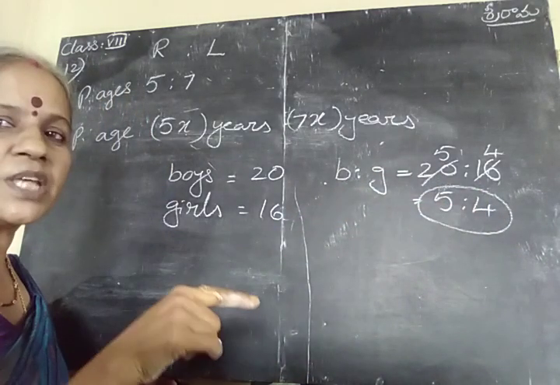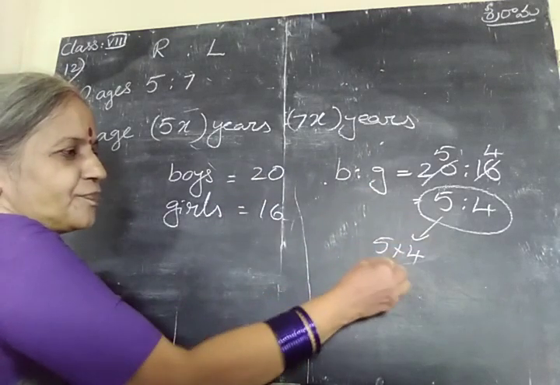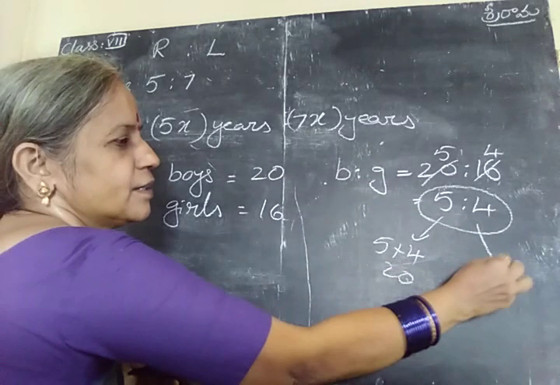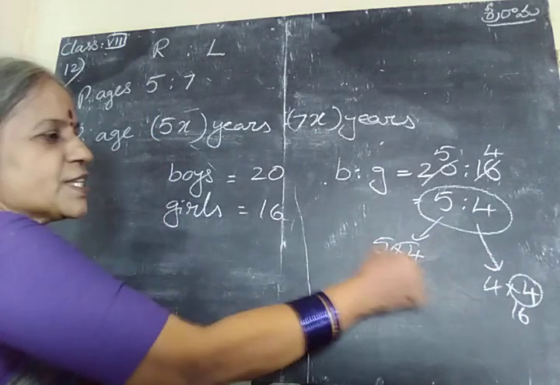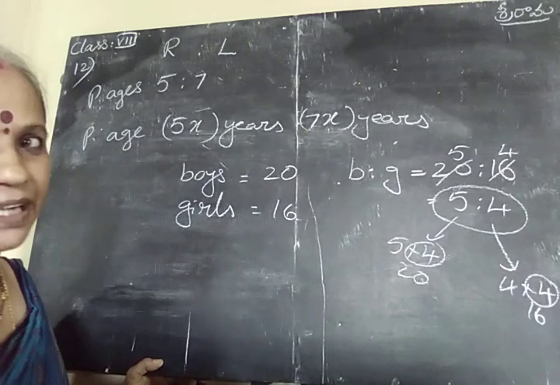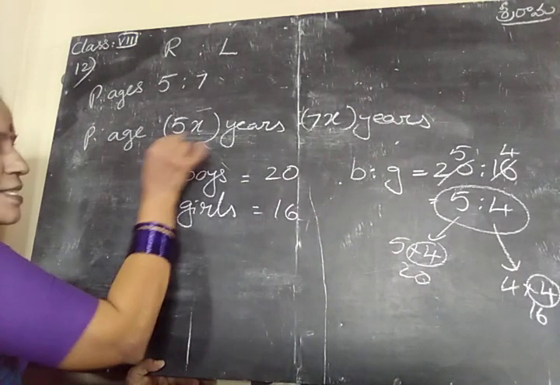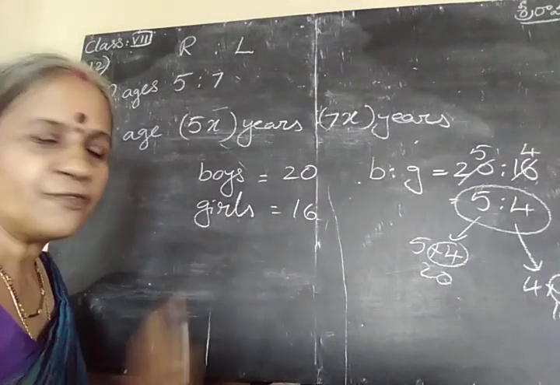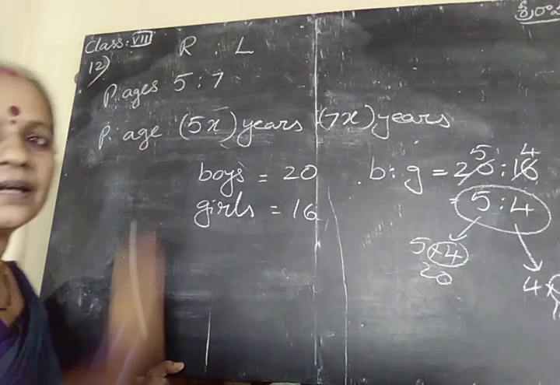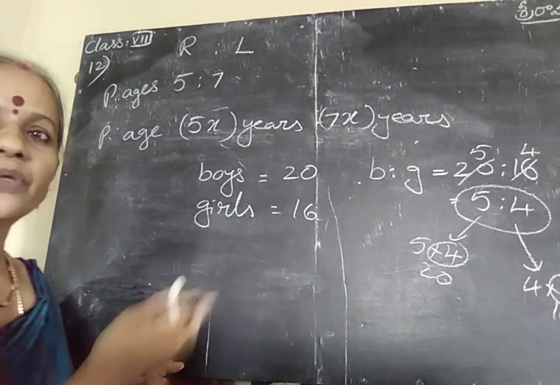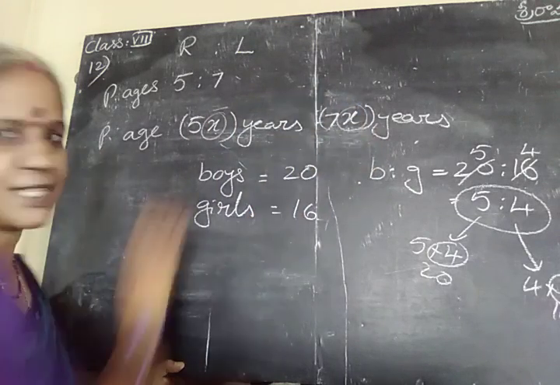So how many boys are there in your class? 5 fours are 20. And how many girls? 4 fours are 16. See here, the 4 is the common factor. In our question, that factor you don't know. If you know the factor, we directly say the numbers. So we don't know the factor, that's why that factor is taken as x.